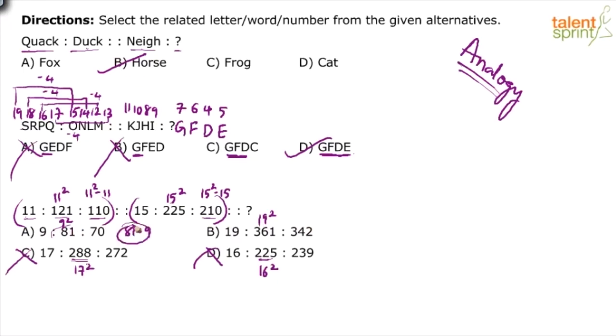9 squared minus 9. What is 81 minus 9? 72. But what do we have here? 70. Option A also gets eliminated. So definitely option B has to be the correct answer. If you verify, what do we get? 19 squared minus 19. So 361 minus 19 is, yes, 342. So option B is the correct answer.